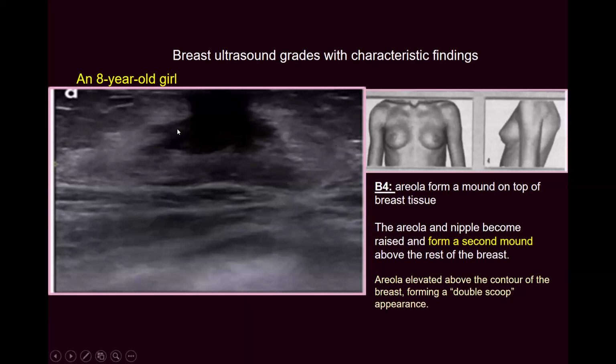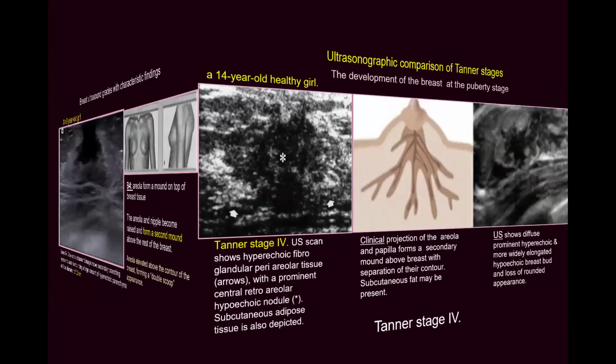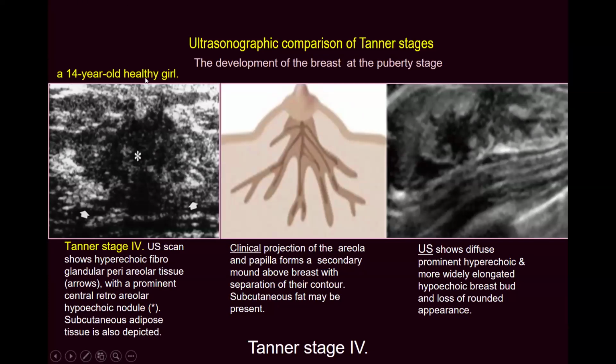But here, both the hyperechogenicity and hypoechogenicity are larger than the previous, extending for 5 centimeters or a little bit more. Again, stage 4 in a 14-year-old healthy girl. When you look at the disc, it is similar to stage 3. However, it is a little bit larger. Stage 3 is about a 3 centimeter disc, while stage 4 approaches 5 centimeters. And as we mentioned earlier, here the areola forms a second mound at stage 4. Okay.